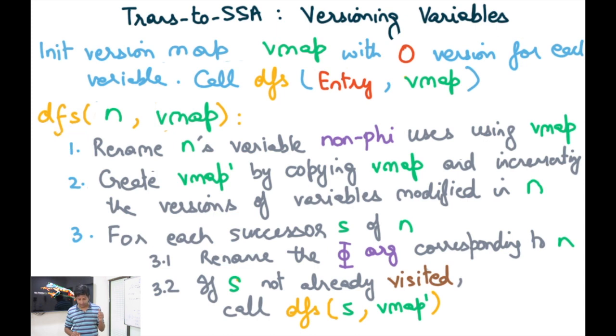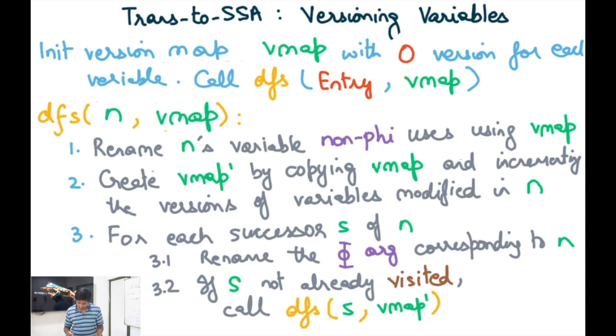Now, for a given node n in the graph and a VMAP, the DFS function renames n's variables. So n represents a node in the control flow graph, which means it represents a basic block in the control flow graph. And inside that basic block, there will be instructions like A equals B plus C, etc. So for all such instructions, A equals B plus C, rename B and C with their appropriate versions. Those B and C represent the non-phi uses, and you rename them using VMAP. So for example, it becomes B0 plus C3 or something like that.